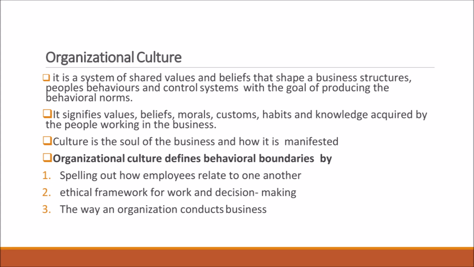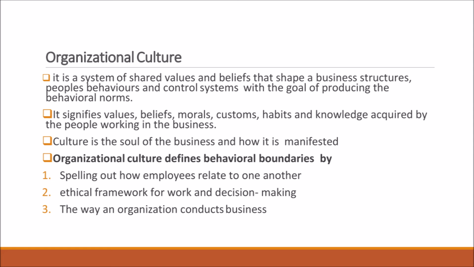Organizational culture defines behavioral boundaries by, one, spelling out how employees relate to each other. It gives ethical framework for work and decision making, and then the way an organization conducts business. So this is how culture informs behavior. One, how you relate to each other, how decisions are made, what are the do's and what are the don'ts, and then how the organization needs to conduct its business. So that is how culture defines or helps in determining the boundaries for behavior.